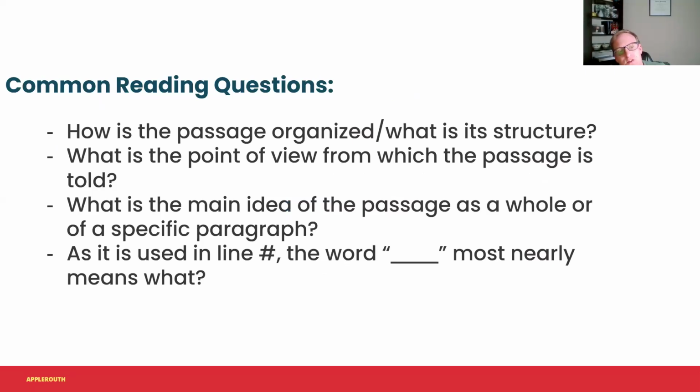So some reading questions that you might see. How is the passage organized, or what's the structure? And then you'll have 4 choices. Some questions are about the narrator or the author. A lot of main idea questions. So for a passage or just a paragraph, that's where notes can be very, very helpful. And then specific detail or vocab. As used in line 27, the word ubiquitous most nearly means what? And you just look up and down for context.